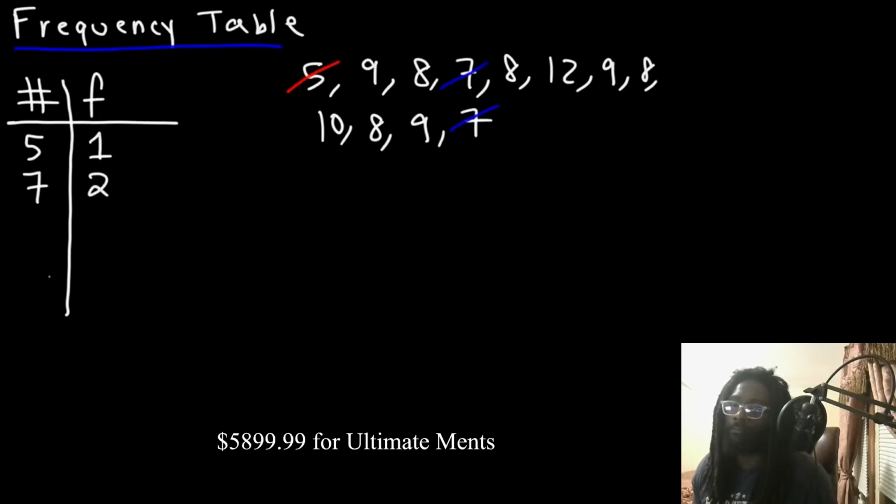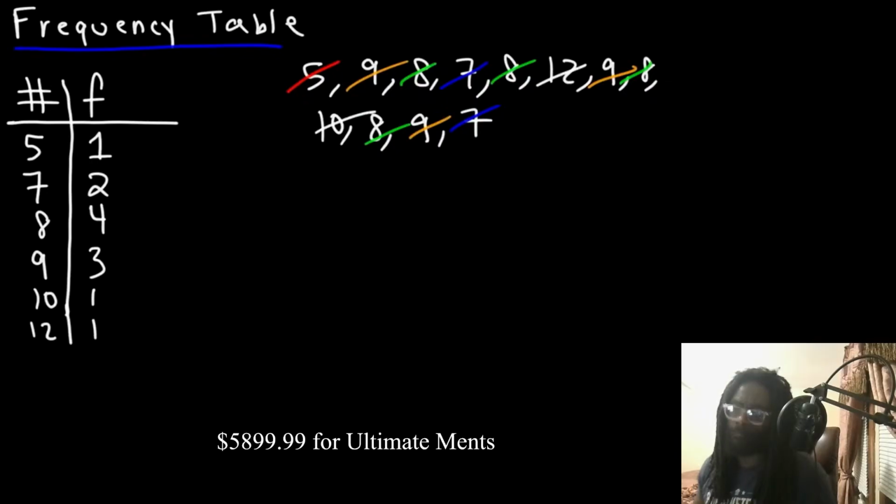Next is 8. We have a total of 4 8s, so that gives us a frequency of 4. After that, we have 9, and I've spotted 3 9s, and then there's 1 10, and we have 1 12. So that's a simple way in which you can make a frequency table.